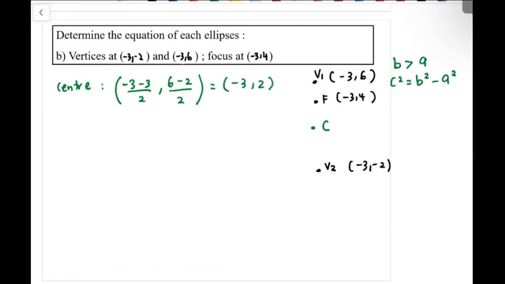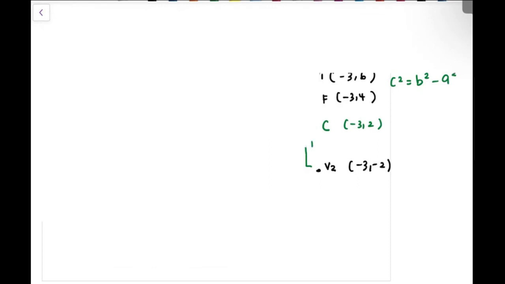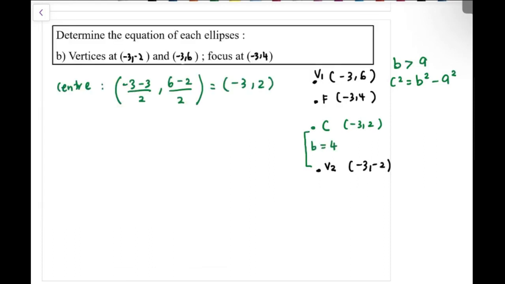Okay. So I label it here negative 3, 2. Next, the distance between the center and one of the vertices would be B. From here, we know negative 3, 2 goes to negative 3, negative 2. The distance would be 4, so our B here is 4. And last one, the distance between center to focus would be small c. So our C in this case is 2.